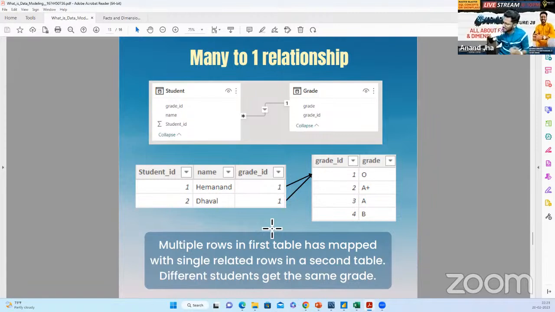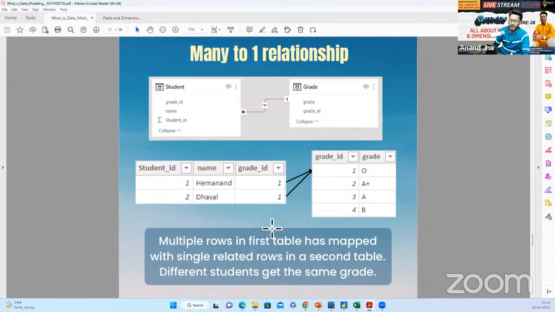Different customers purchasing the same product. Summers have started coming, people have started purchasing refrigerators and ACs. So multiple customers can purchase the same AC. Of course that can happen. Why not?